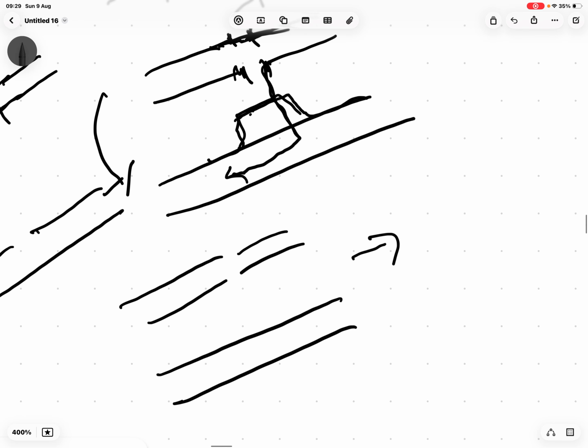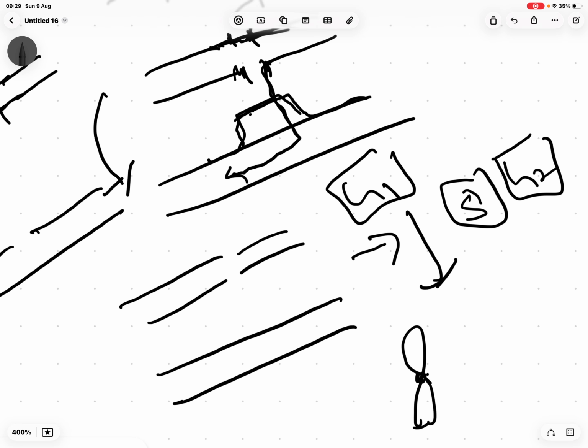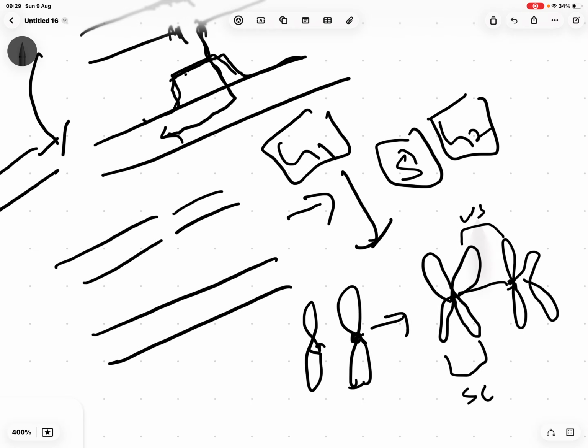Chromatids are seen only during the S phase and G2 phase. In the G1 phase you find only a single chromosome like this. When it enters the S phase, it produces the duplicated chromatids. For example, this is one chromosome, so for two chromosomes you find two pairs of chromatids. So this becomes sister chromatids, and this becomes non-sister chromatids.